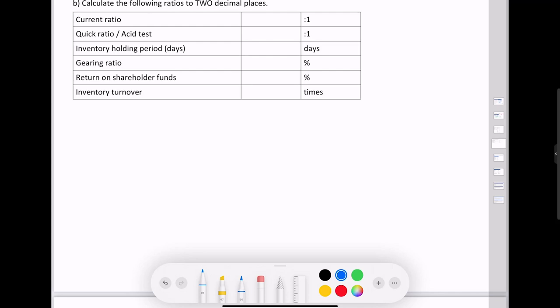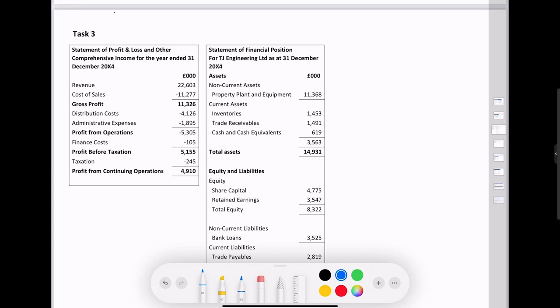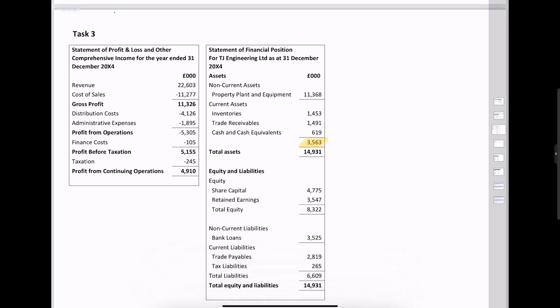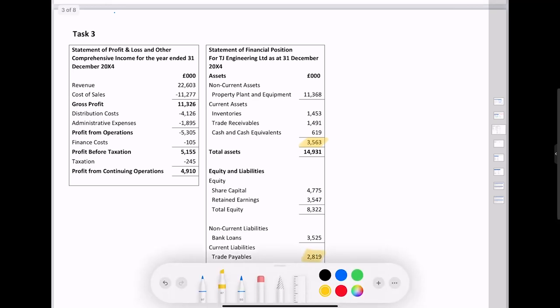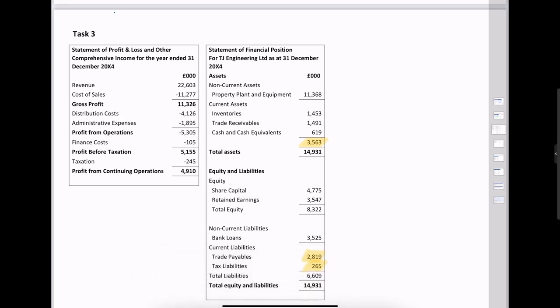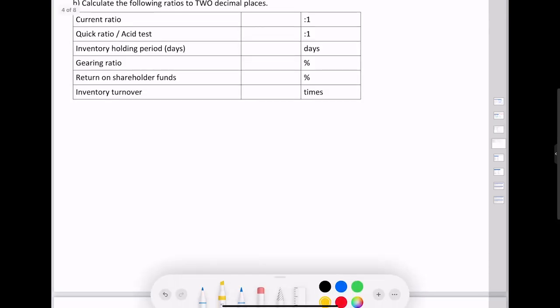So let's just go back up to our profit or loss and statement of financial position. So the figures we're focusing on here, as I said, are the current assets and current liabilities. So we've got the current assets, as I've just highlighted. And the current liabilities, which are just down at the bottom. So we've got our trade payables figure and tax liability. So with those in mind, let's get this noted down.